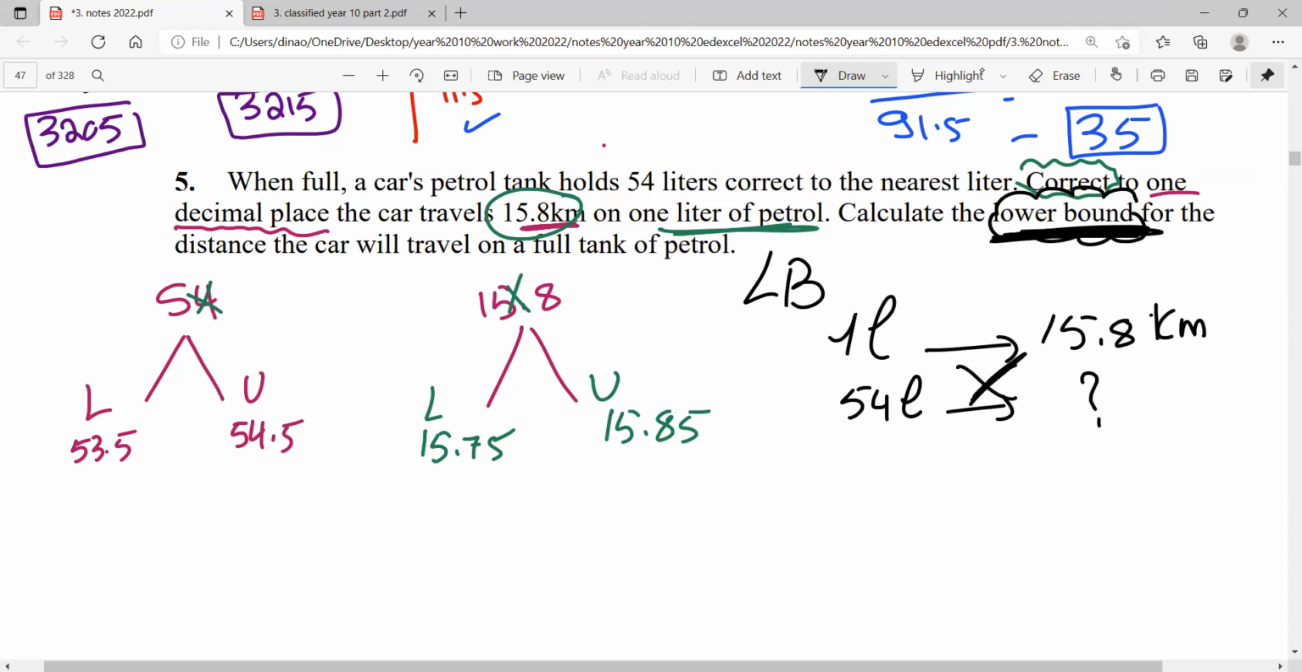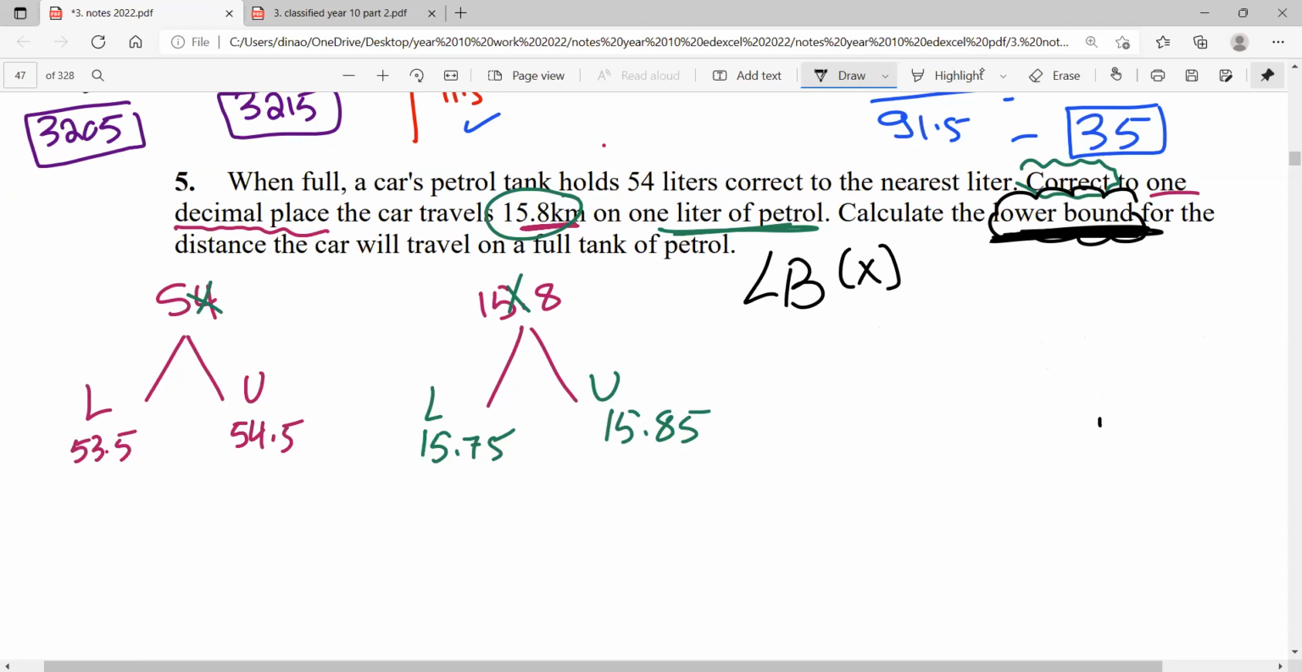So by cross multiplication, you'll figure out that you simply multiply the petrol by the distance. So this is a multiplication question. 1 liter of petrol takes me 15.8 kilometers. So how far will 54 liters take me? How did I know that this is a lower bound question? It says so here. How do I know that this is multiplication? By what we did over here.